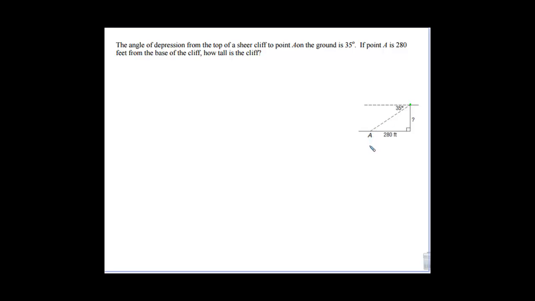So what we want to do is find the actual height of the cliff here, knowing that the angle of depression is 35 degrees, and that point A is 280 feet away from the cliff itself. So we're working in feet this time. What we look at here, we draw up a triangle. Let's just redraw that triangle.